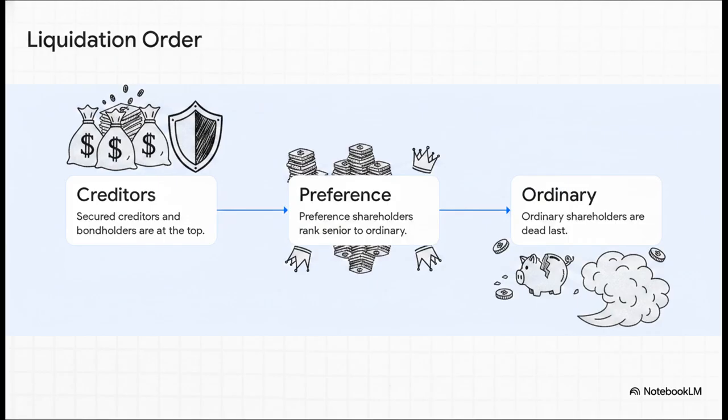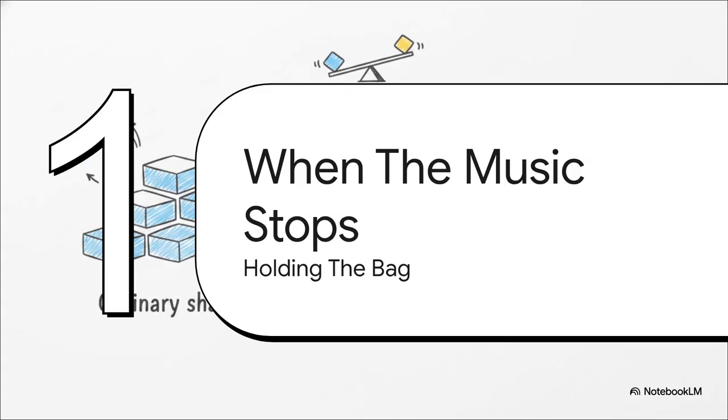Step 1, secured creditors and bondholders are at the very top. Step 2, the preference shareholders get to claim whatever is left next, ranking strictly senior to the regular owners. And Step 3, ordinary shareholders are dead last. By the time liquidators work their way down to Step 3, there is almost always nothing left but dust. Section 5. When the music stops.